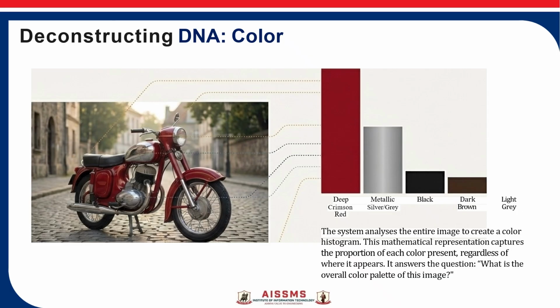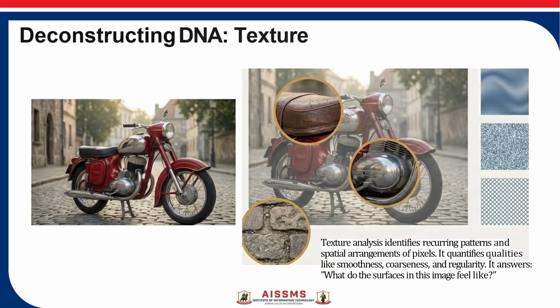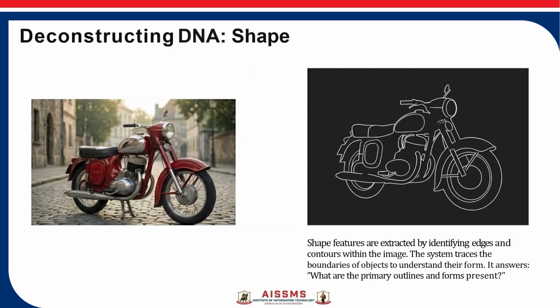First one is color. The system creates a mathematical histogram to capture the proportion and distribution of every hue present, regardless of where they appear in the frame. Second is texture. This analysis identifies recurring patterns and the spatial arrangement of pixels, quantifying qualities like smoothness, coarseness, and regularity. The third one is shape. Finally, the system traces the boundaries and contours of objects to understand their primary outline and forms.